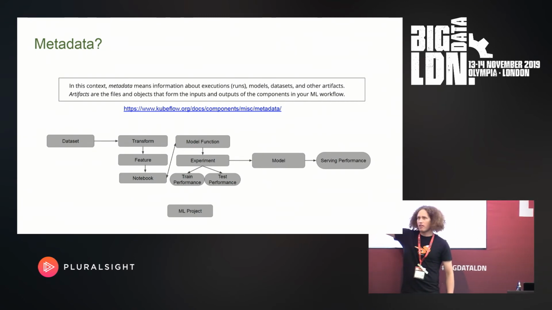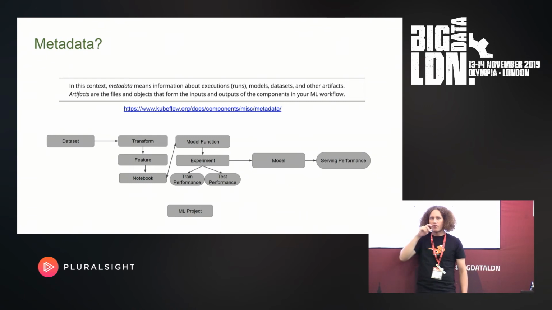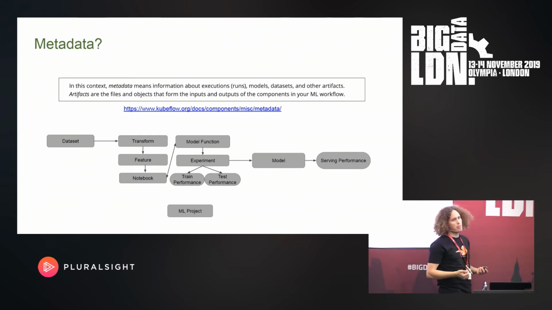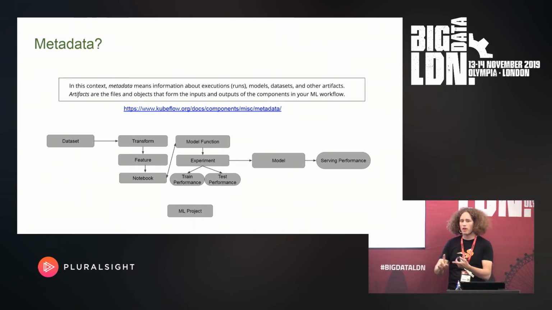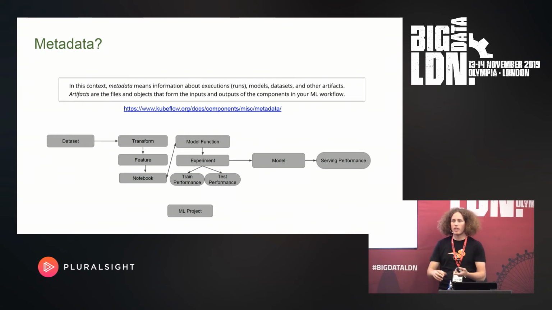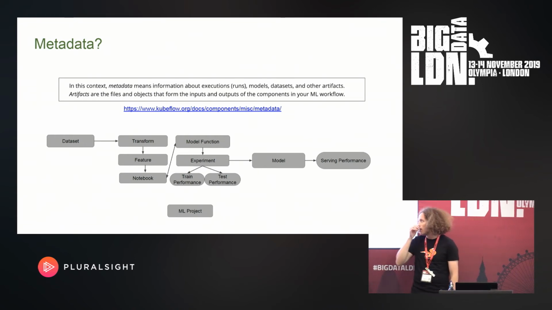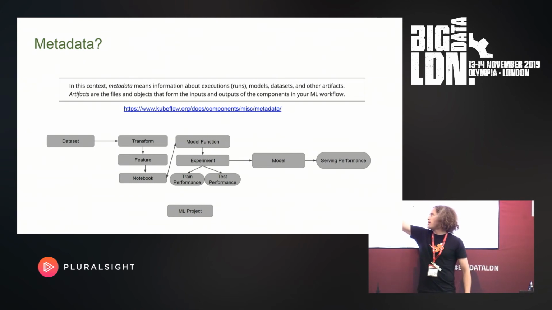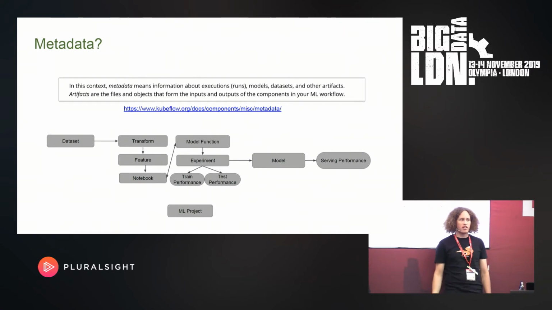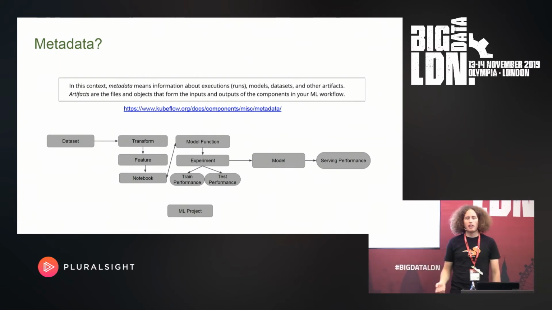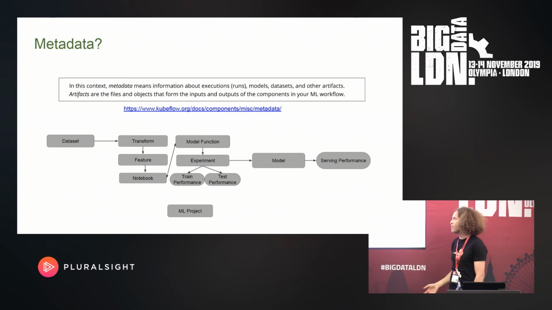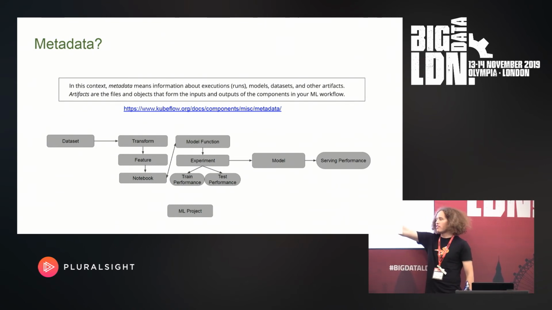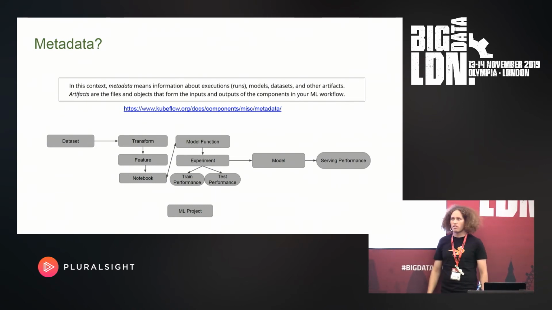It doesn't contain the data set itself, but it contains a description of the metadata for a data set. Where is it stored? How large is it? When was it created? When was it updated? And so on. It can contain transformations. So how do I transform my data set into certain features? That might be a reference to a Spark job, or a reference to a TF transform function, but basically the connection between a data set and a certain feature.